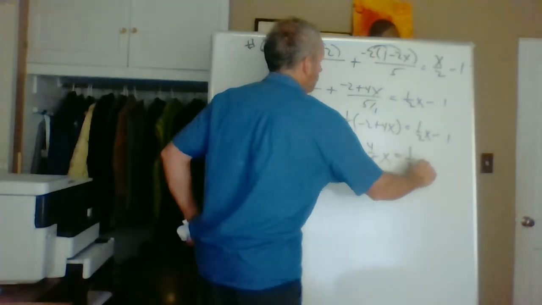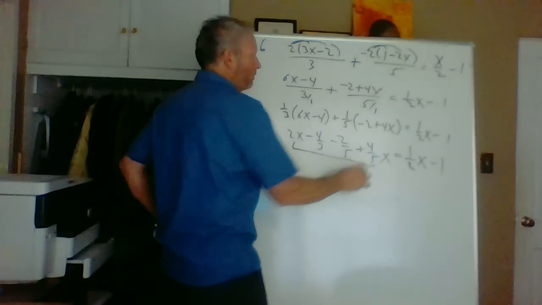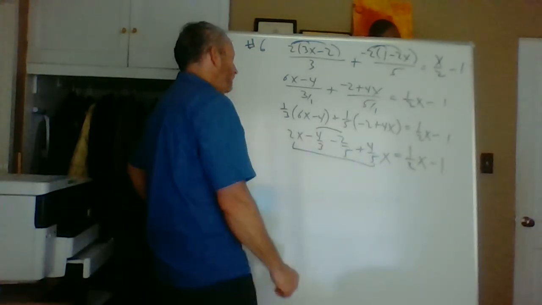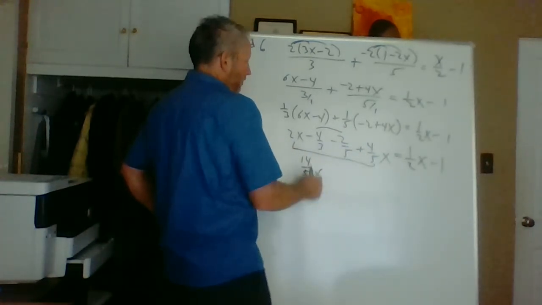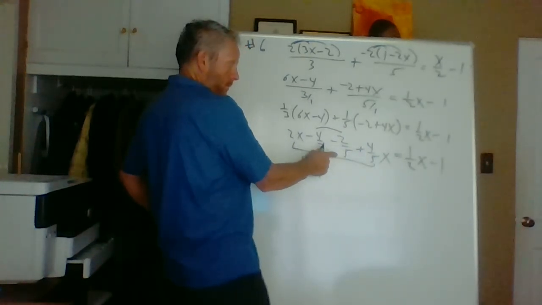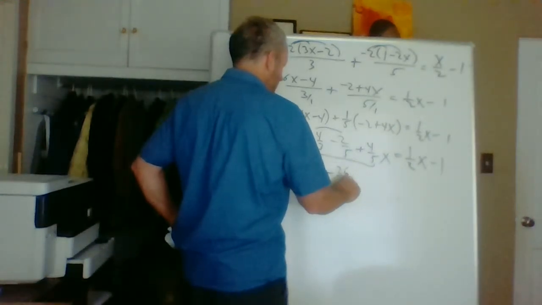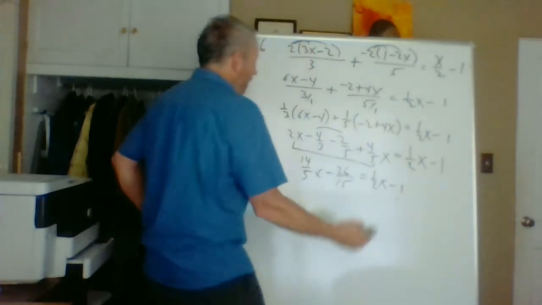And this is just all the regular, ordinary stuff that we do a lot of. Combine like terms, because we like to combine like terms when it's possible. So there's like terms right there. 2 plus 4/5, 14/5 x, negative 4/3 minus 2/5. Negative 26/15 equals 1/2 x minus 1.